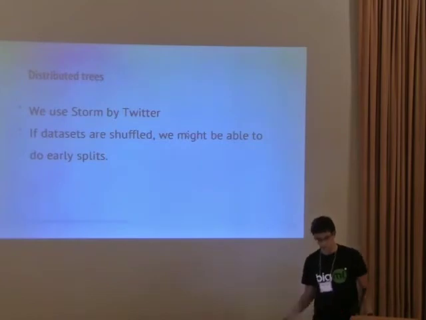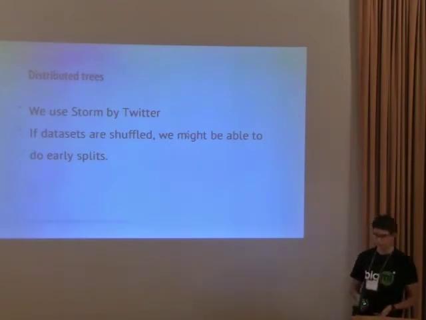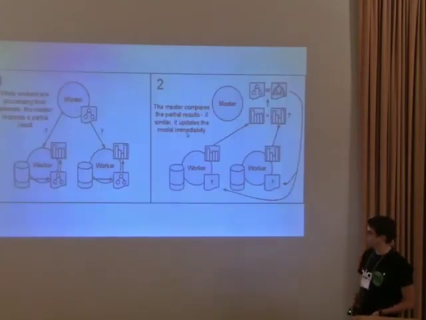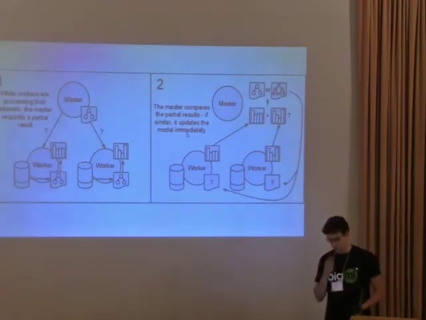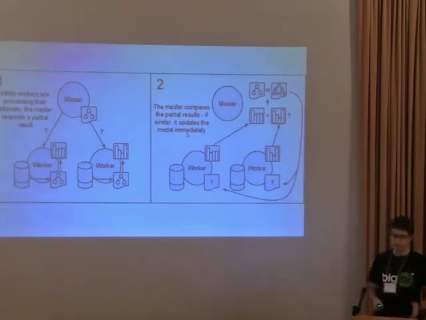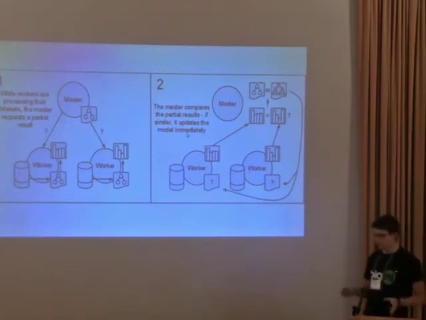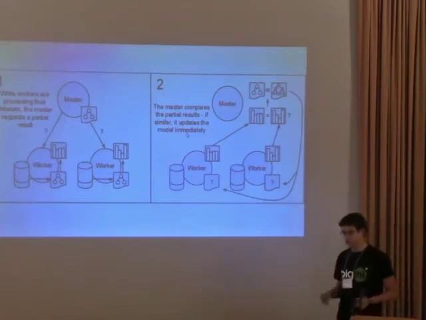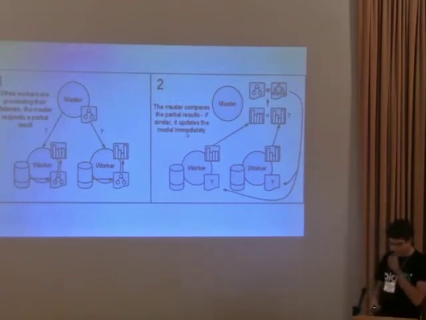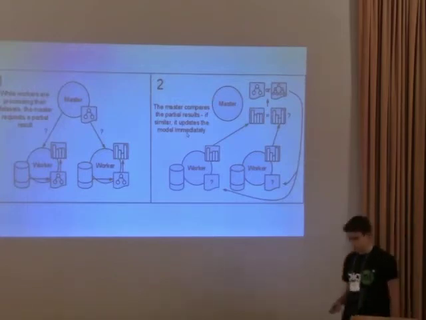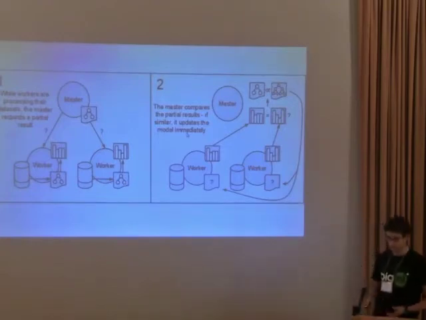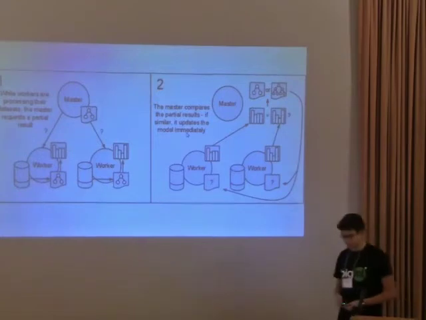And if the data sets are shuffled, we can do an early split, which means that the master node can request a partial result from the worker nodes for histograms. And if those histograms are similar, we do an early split, and that speeds things up a lot. And our testing shows that in the early stage of building the tree, it works really well.